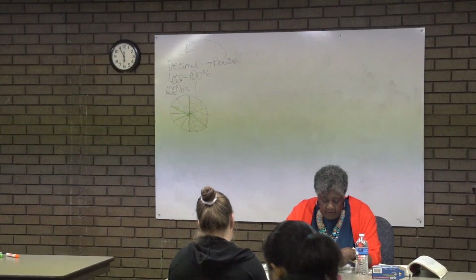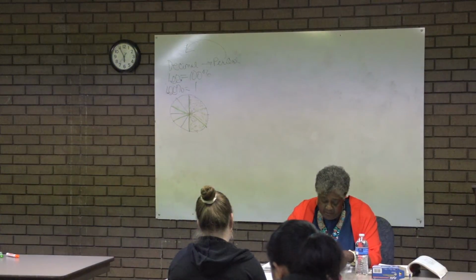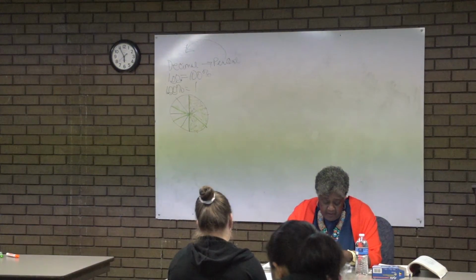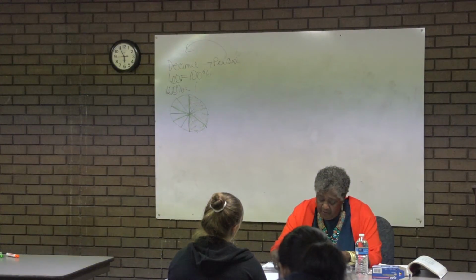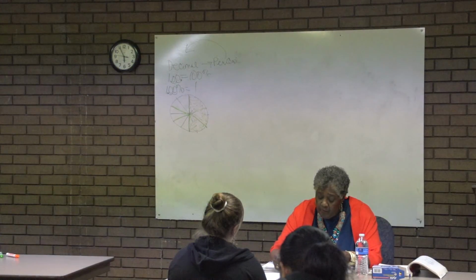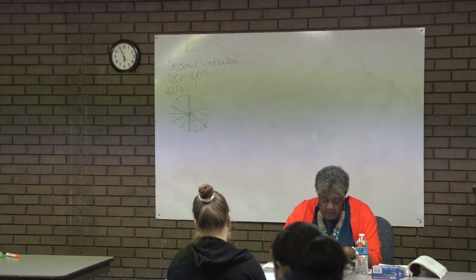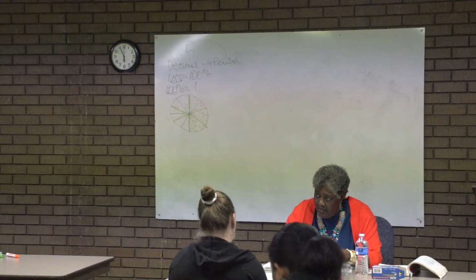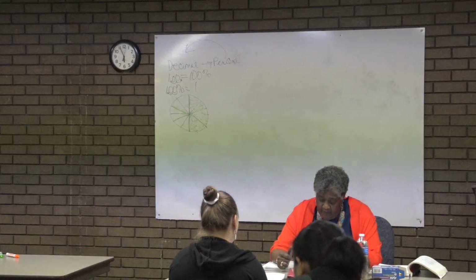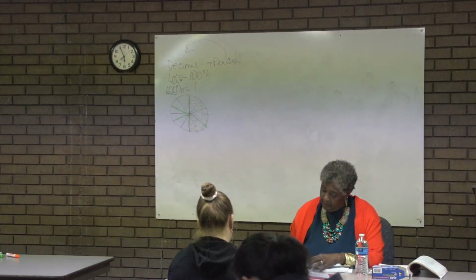And then, 4.85, 485%. 3.25, 325%. 0.015, 1.5%. 0.16, 16%. 0.4, 40%. 1.75, 175%. 4.5, 450%. Okay, very good.